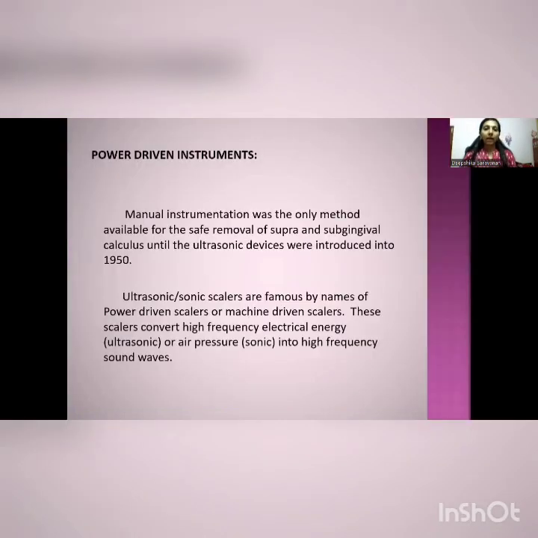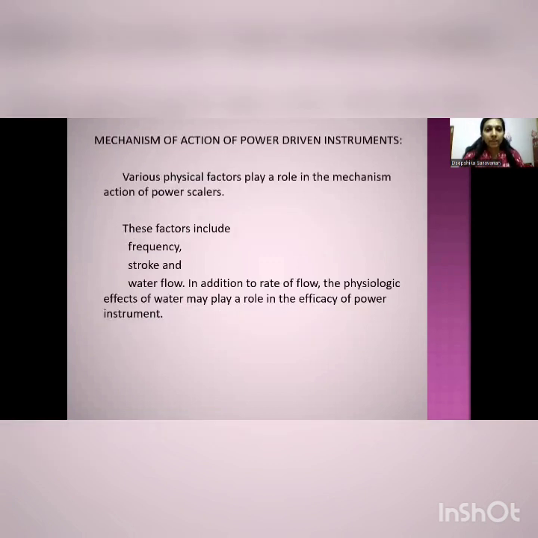So going to ultrasonic instruments, it's usually the only method available for safe removal until ultrasonics were introduced in 1950. They are power driven, machine driven. So the high frequency ultrasonic or air pressure sonic. So various factors would include frequency, stroke, water flow, in addition to flow, physiologic effects of water.